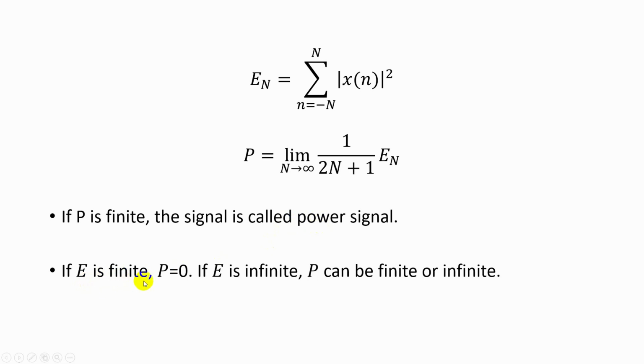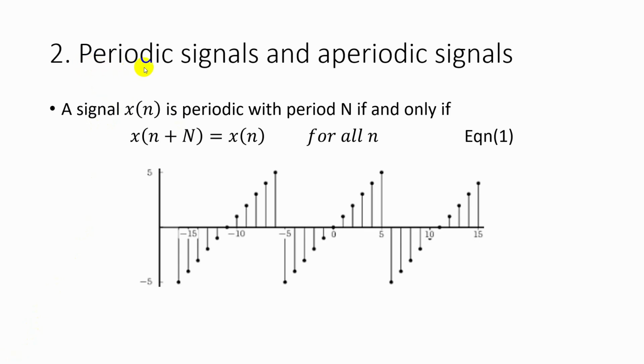If energy is finite, power is equal to 0. If energy is infinite, power can be finite or infinite. If energy is finite, we can call it an energy signal. If power is finite, we can call it a power signal. Second classification of discrete time signals is periodic signals and aperiodic signals.